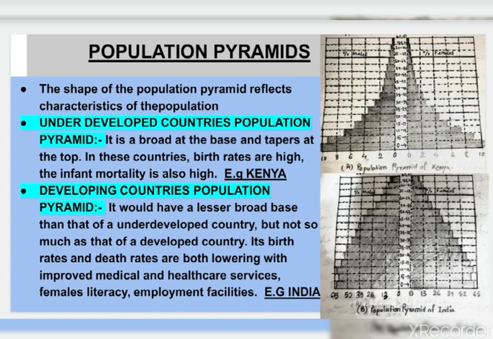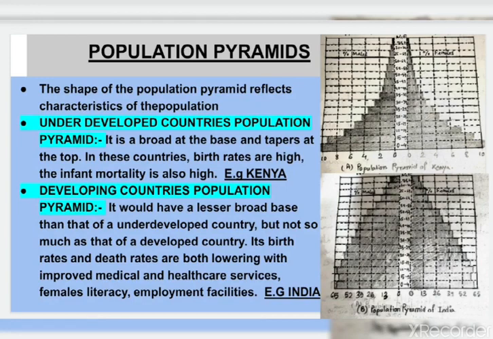Now next we will talk about some population pyramids. So here I have divided population pyramids into three categories. One is underdeveloped, then developing, and well developed countries. So the first one is underdeveloped countries population pyramid. Here I have mentioned the population pyramid of Kenya. So if you see the first population pyramid, it is broad at the base and tapers at the top. In these countries, birth rate is high and infant mortality is also high.